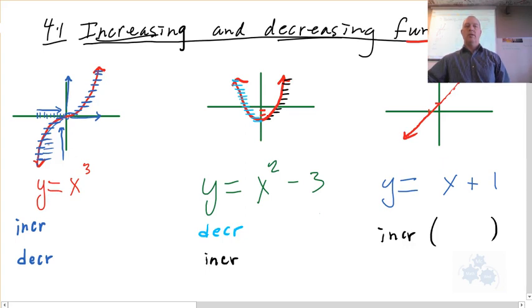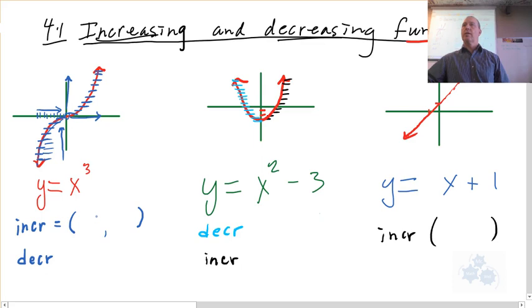So this is a graph of y equals x cubed, and as we can see, from left to right, the graph is increasing over what interval? What interval? Remember we talked about interval notation now. So where is the graph increasing?